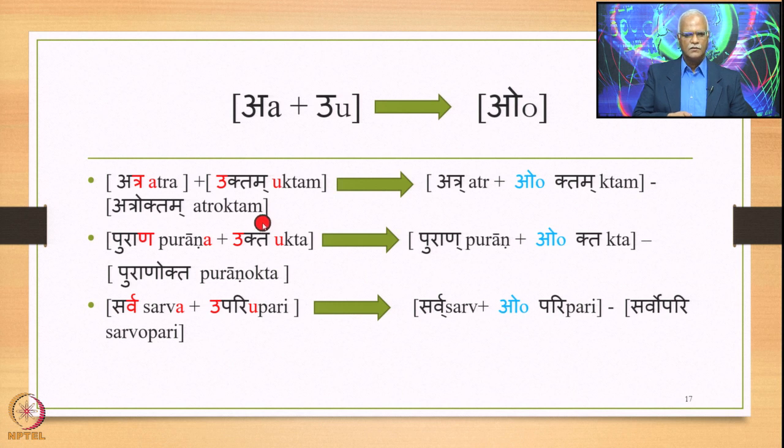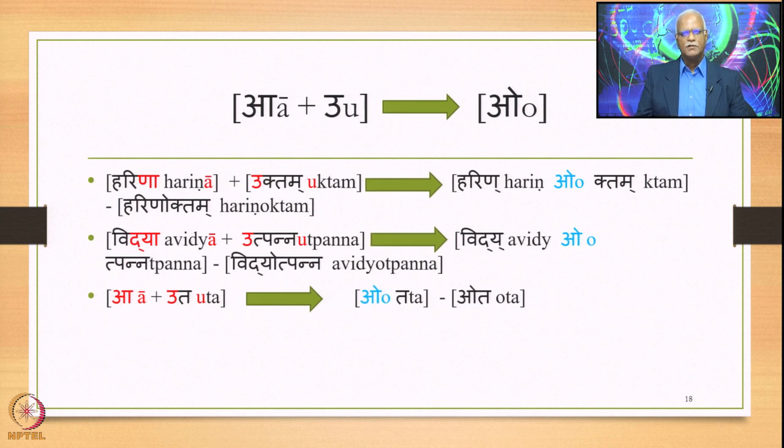If we take the example of a compounded form, here we have Purana plus Ukta. Once again, A coming at the end of this pada, U coming at the beginning of this pada, and so in place of both of them, we have one substitute, namely O. So we have Purana, O and Kta, and so we have Puranokta. Shruti Smriti Puranokta. Similarly, another compounded form, Sarva plus Upari. And once again we have A followed by U in the Samhita mode. 6187 applies and substitutes this A and U by O. So we have Sarva O Pari. So we have Sarvopari as the resultant output.